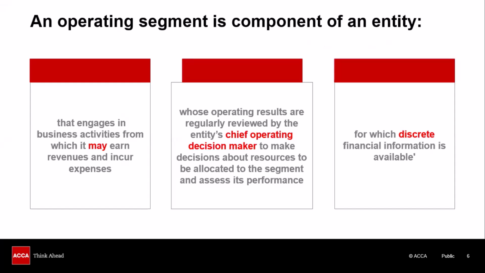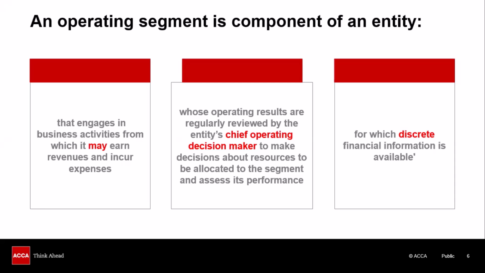And what is an operating segment? We're going to look at it from 3 different perspectives. An operating segment is a component of an entity that engages in business activities from which it may earn revenue and incur expenses. The keyword is may. We're not saying an operating segment is a component of a business that generates revenue and incurs expenses. We're saying it may earn revenues and incur expenses. In most cases, it's going to be a component of an entity that actually generates revenues and incurs expenses.